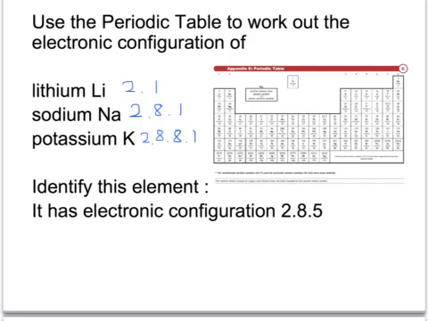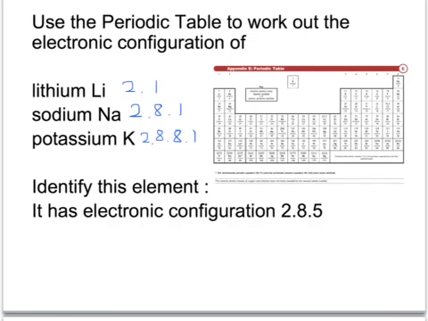If we had to identify an element with an electronic configuration of 2, 8, 5, there's a couple of ways we could do this. First of all, we could add the 2 and 8 and 5 and work out that it's got 15 electrons, and therefore it's also got 15 protons, so it's going to be phosphorus with a proton number of 15. The alternative way is to use the 3 numbers.